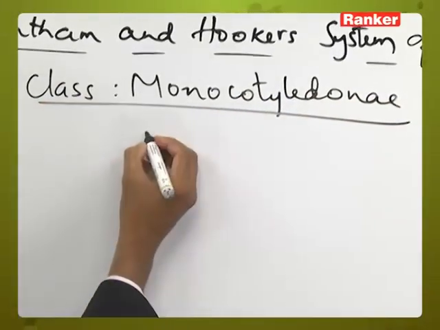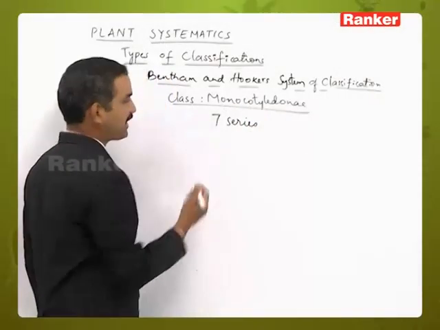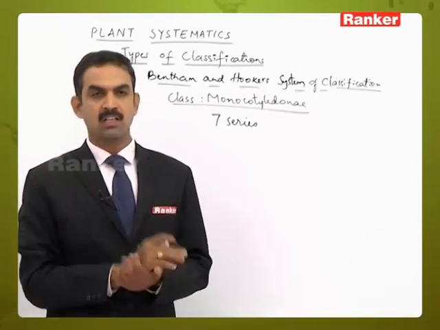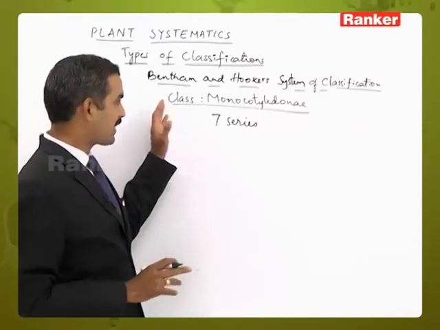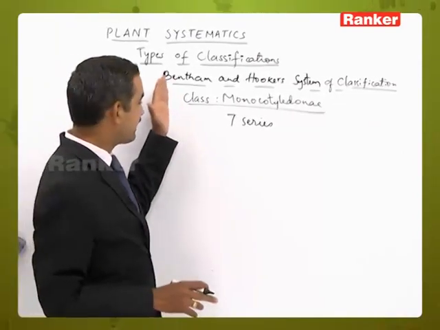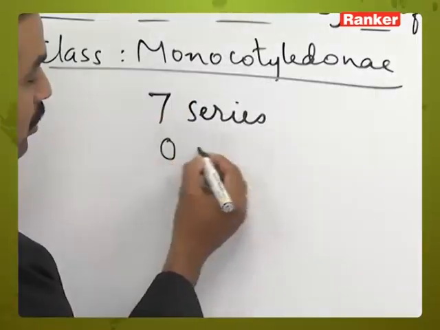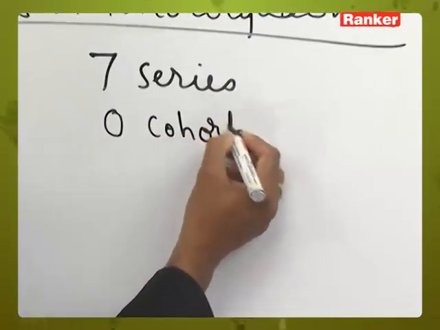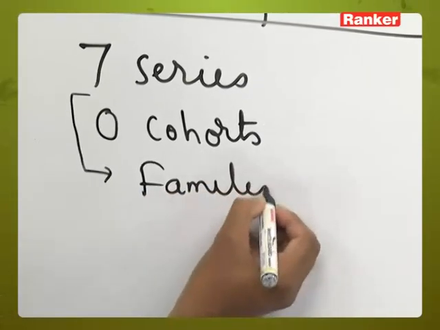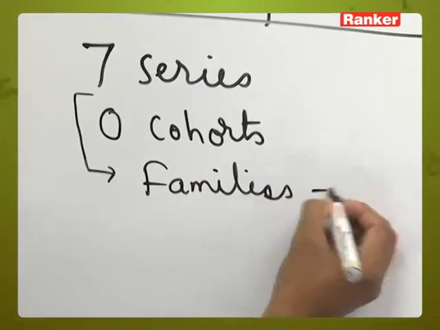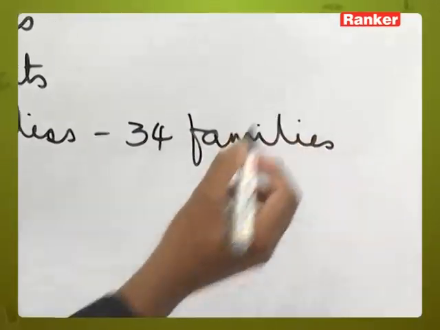Under Monocotyledonae, 7 series are directly present. Here, we know that the class has to be further divided, and the next lower hierarchy should be the subclass, but here subclasses are not present. Directly the class is divided into series. The total number of series is 7 and there are 0 cohorts. Here the cohorts are also absent. Directly the series are divided into families. A total of 34 families are there under monocots.